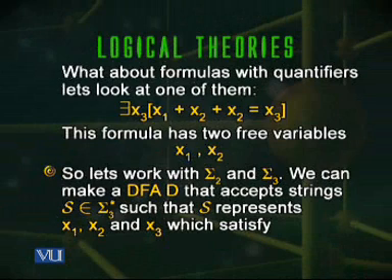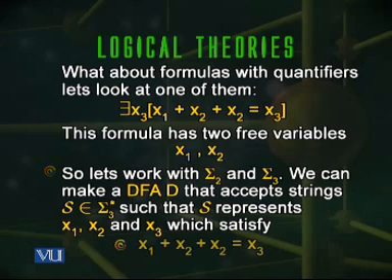Can we make a DFA D that accepts strings S in sigma 2 star such that S represents x1 and x2 which satisfy this formula? Well, what we know is that we can make a DFA D that accepts strings in sigma 3 star such that S represents x1, x2 and x3 which satisfy x1 plus x2 equals x3. So if we look at the quantifier-free part of this formula, we can capture that with a DFA. But that's not what we want. We want to capture the whole formula with the quantifier.